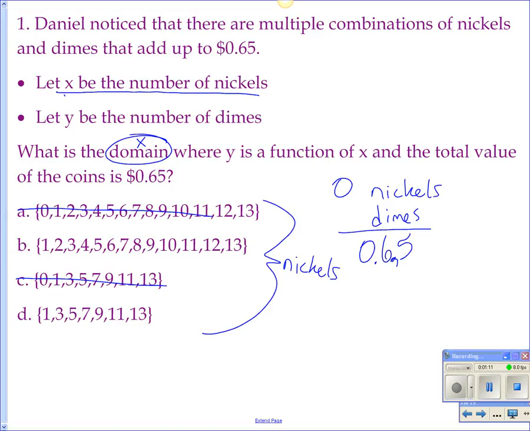They both have the number 1, so do we need to test it? No. They both have it, so you don't have to test it. Now let's test 2. If I have 2 nickels, how much money is that? 2 nickels will give me 10 cents, and then dimes are just 10s as well. So if you count by 10s, can you get up to 65? So 2 doesn't work either, so the answer must be D.